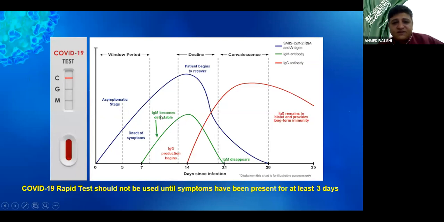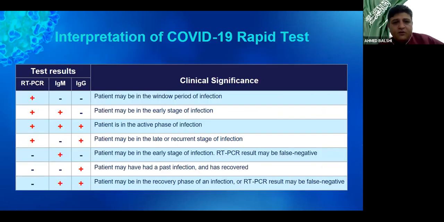When IgM starts to be detected, then the rapid test will be positive. It actually starts from day 7, peaks at day 14, then IgM starts to disappear by day 21. What about IgG? IgG starts from day 14 and continues. We don't know up to how many months the patient will still have immunity post-COVID until now. This is the rapid test. It can be done by putting one drop of the patient's blood with a special solution, then we will see the results.